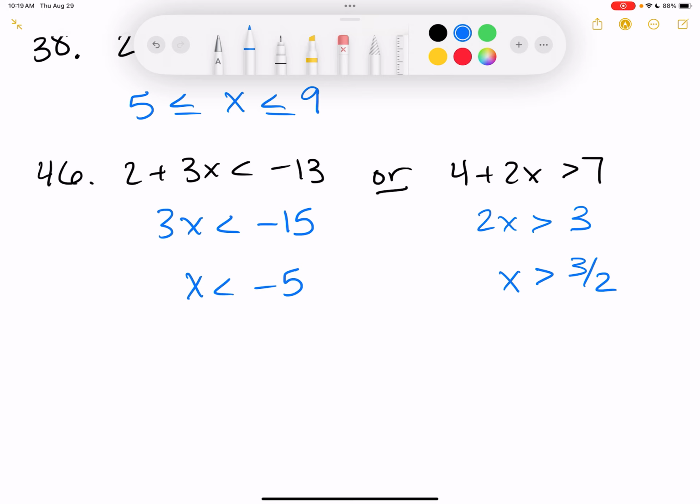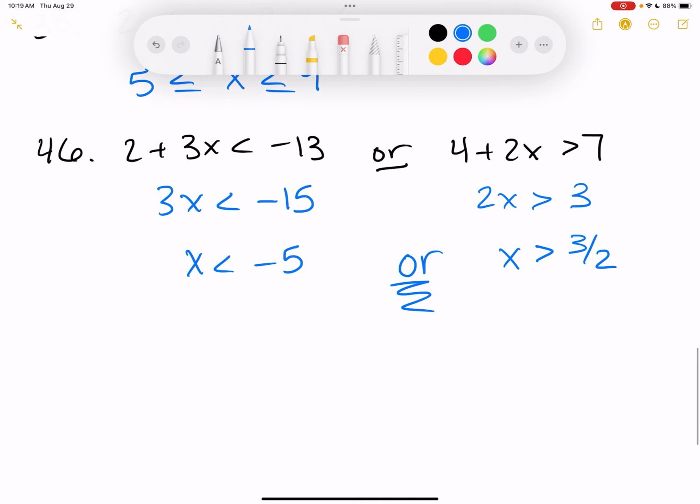So the key thing is you need to make sure you write "or" in there because it can't be both at the same time. So make sure you have that.